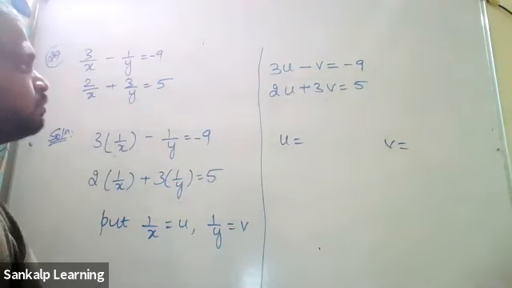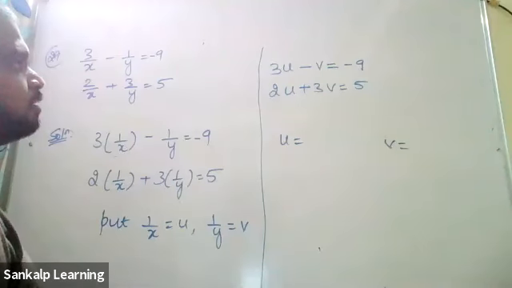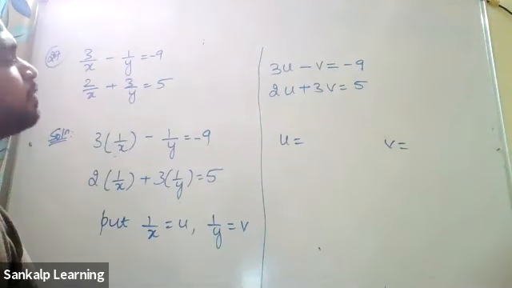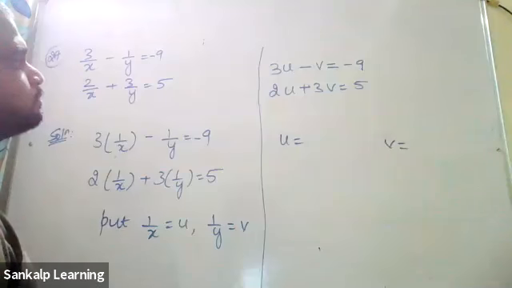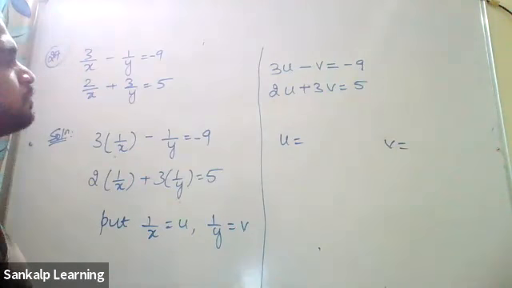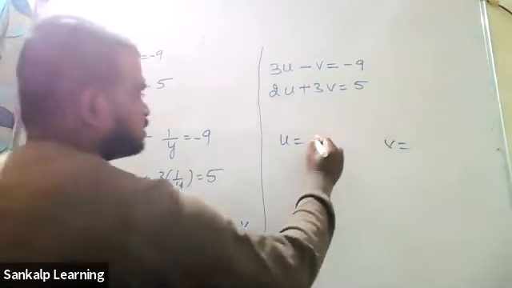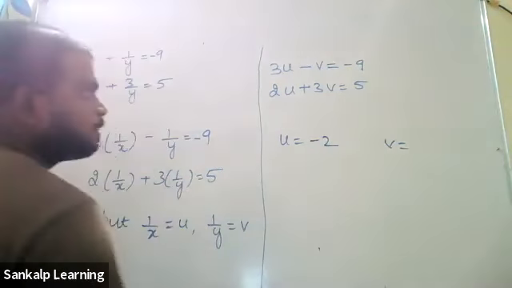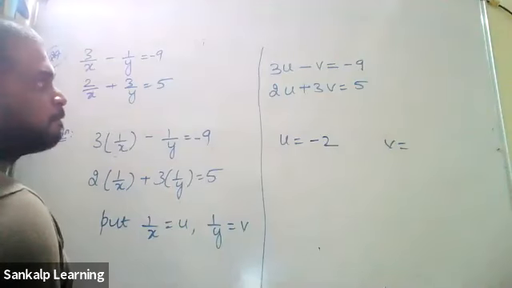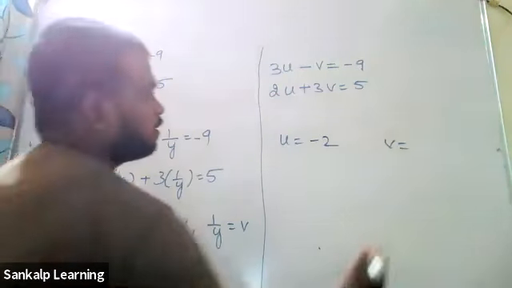Minus 2. Okay, let's see. 3 threes are 9, 9 minus 2 is 7. 9 threes are 27. Minus 27, 5, minus 22. Yeah, u is minus 2. What is v? 3, sir. Yeah, v is 3.